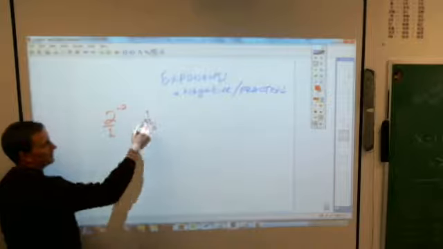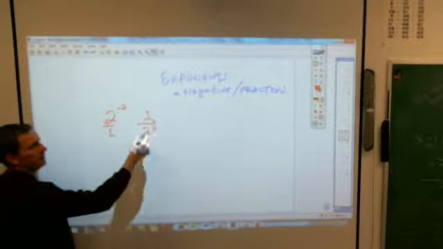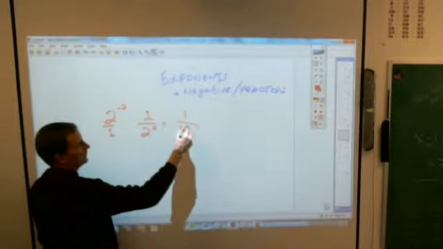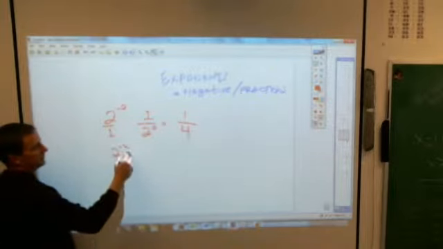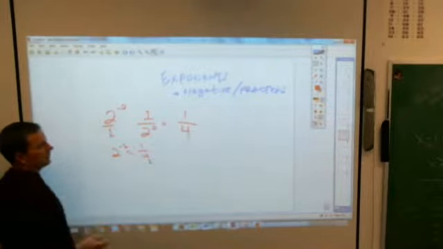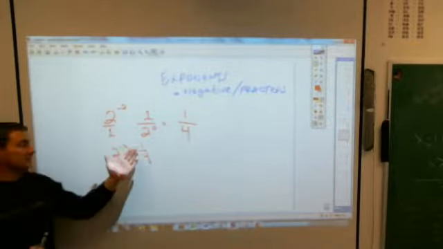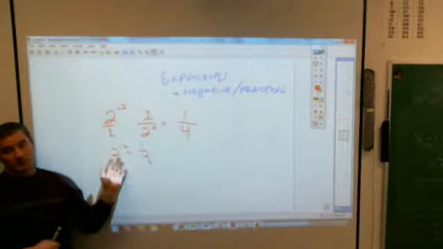You still have a 1 on top. And then what is 2 squared? 4. So you end up with 1/4. 2 to the negative 2 power is the same thing as 1/4. Again, noting, ladies and gentlemen, that just because it's a negative exponent doesn't make the answer negative. It really has nothing to do with the answer being negative or positive.